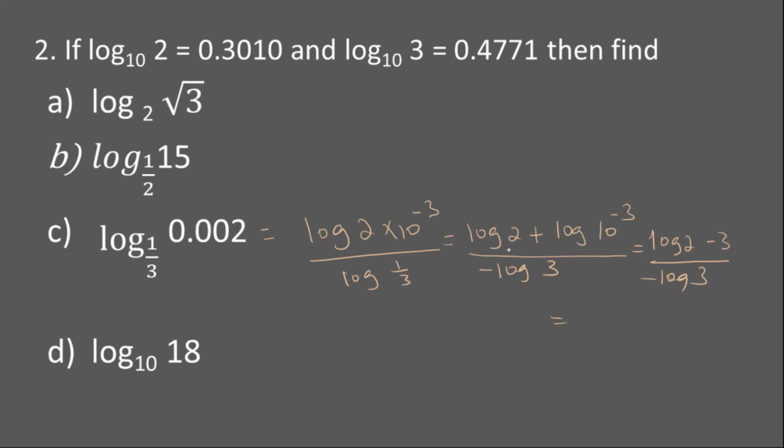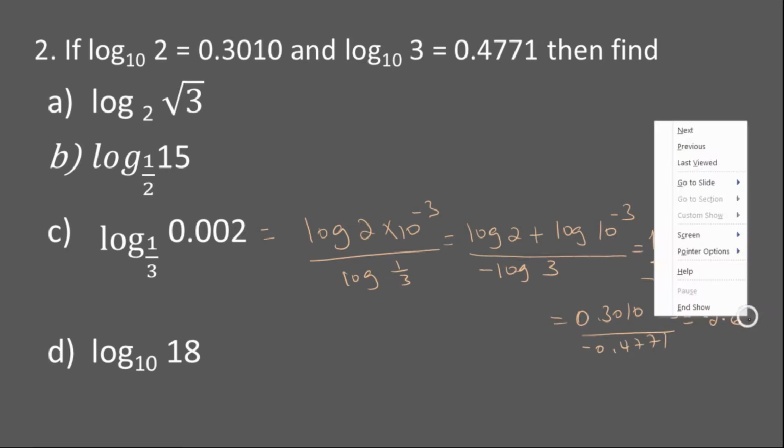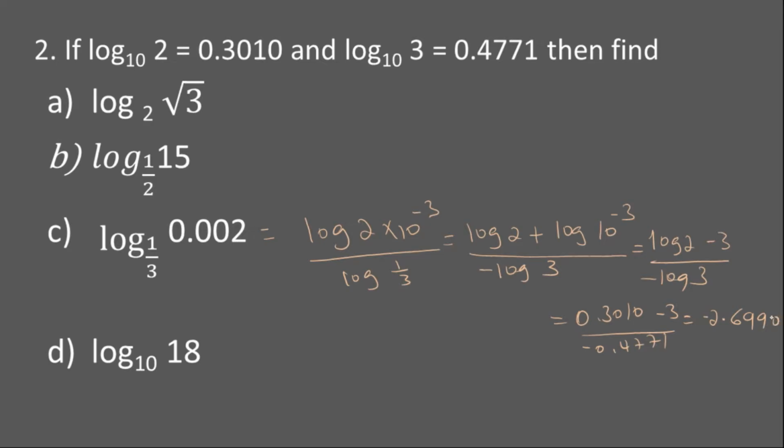So log 2 is 0.3010. It can be written as 0.3010 minus 3 divided by the negative of 0.4771. This is equivalent to the negative of 2.6990 divided by the negative of 0.4771, and negative over negative gives positive, so 26990 divided by 4771. We can put it just like this, as it is: 26990 divided by 4771. You can use a calculator to easily divide the numbers.